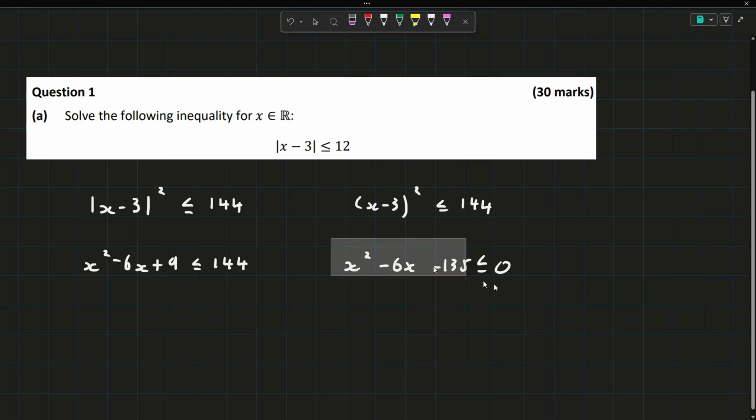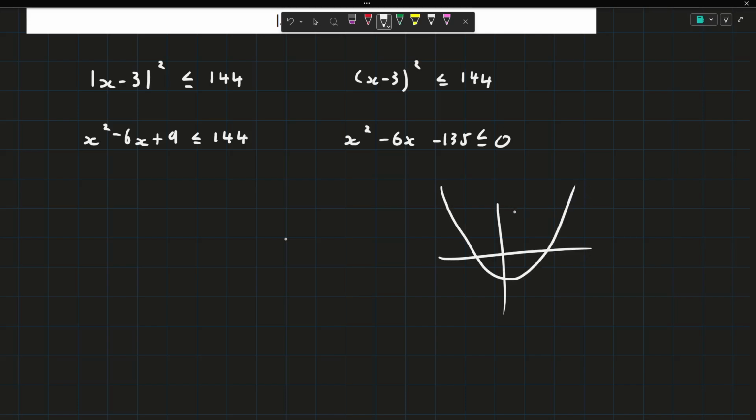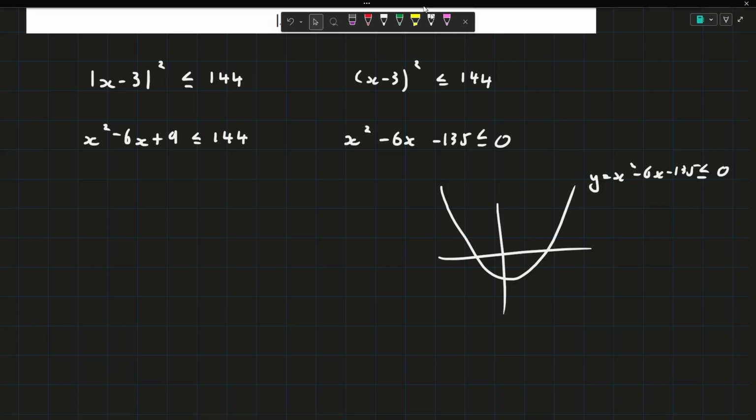The way that we figure out whether this quadratic is less than 0 is by doing a quick sketch. You can see that this is a positive quadratic, so it's going to look somewhat like this. Again, not really drawn to scale. Basically, if this is the graph of y equals x squared minus 6x minus 135, we want that to be less than or equal to 0. We're looking for when the y value is less than or equal to 0, so that's essentially all this space in the middle here.